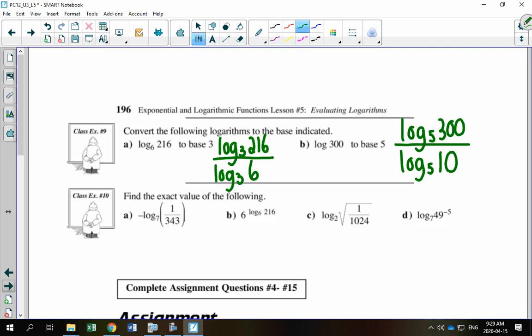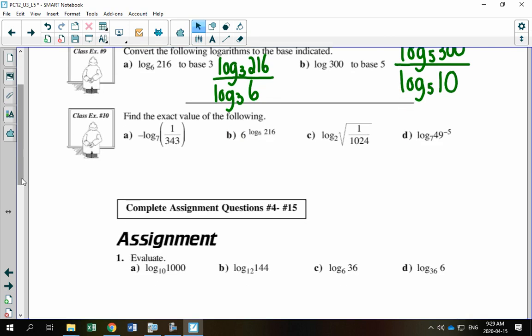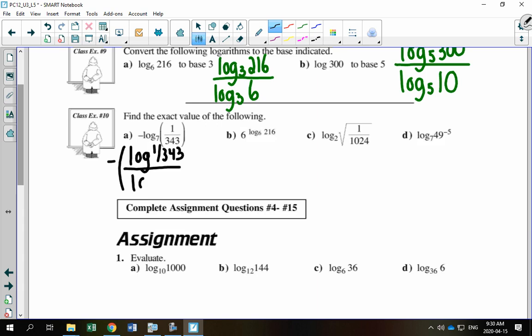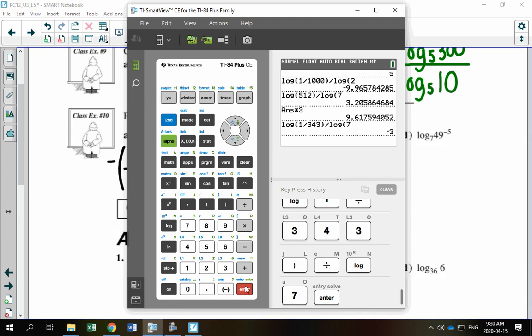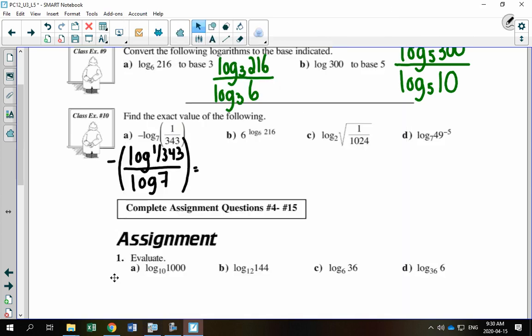Okay, and number 10. Find the exact values of the following here. Okay, so we can use change of base for this first one here. So this will be negative, and then log of 1 over 343 for the top, divided by log 7. Okay, so log of 1 divided by 343 divided by log 7. And we're just going to make that negative, which would make it positive 3.